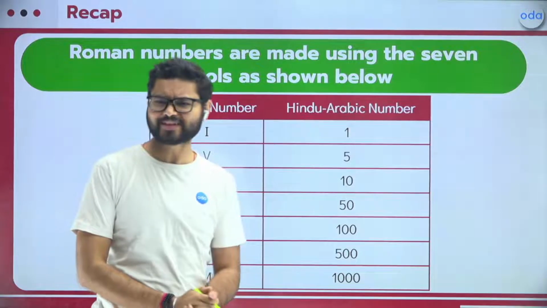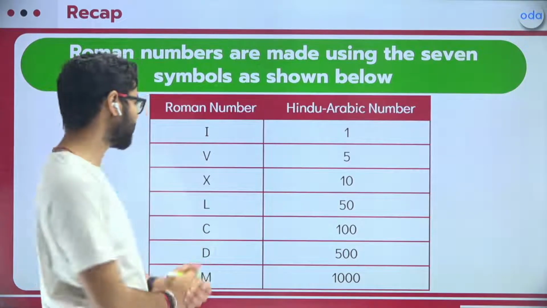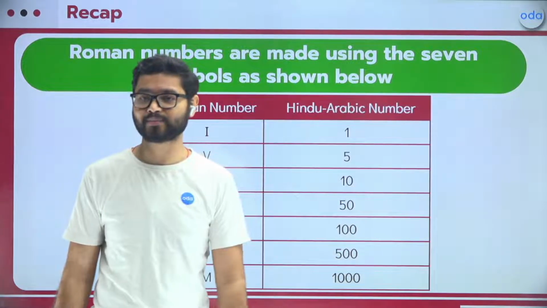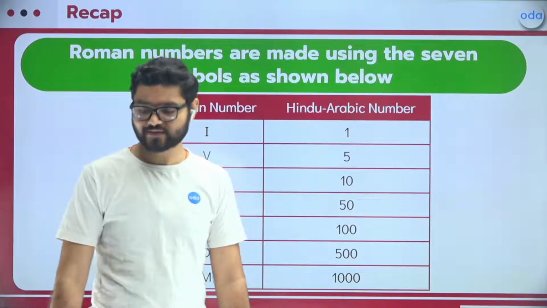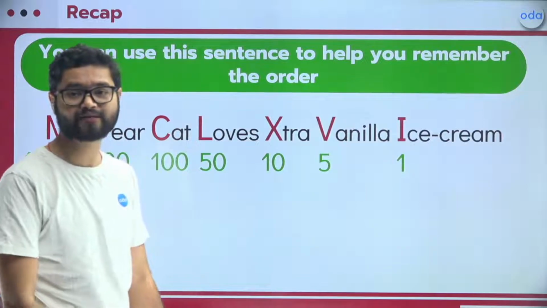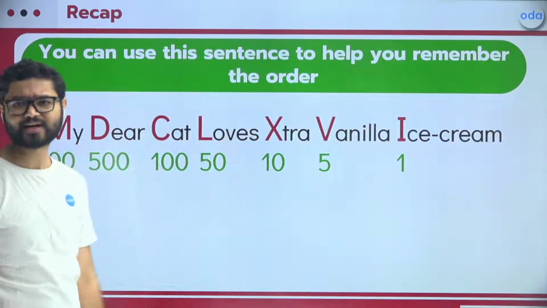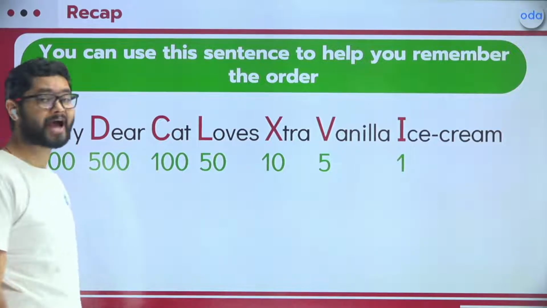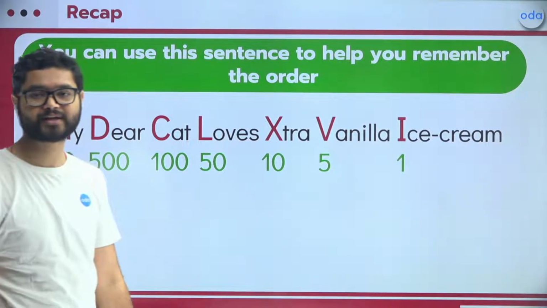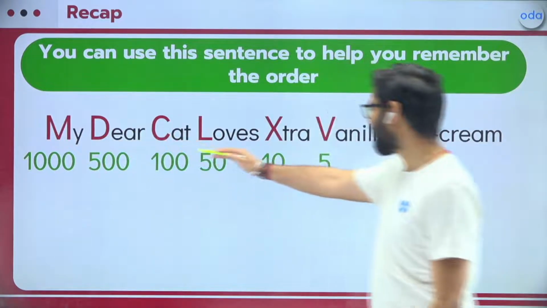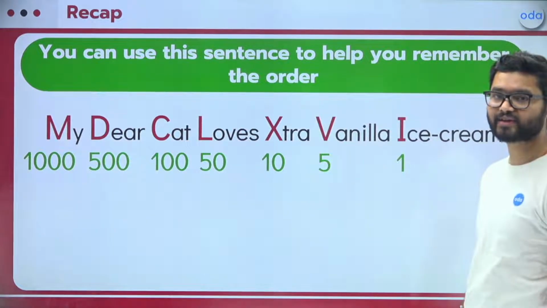Now some of you guys must be thinking, Rahul sir, how can I remember the seven symbols and their values? And I have given the way for that also. You simply have to remember this sentence, very easy sentence. Read this out. My dear cat loves extra vanilla ice cream. Okay? My dear cat loves extra vanilla ice cream.